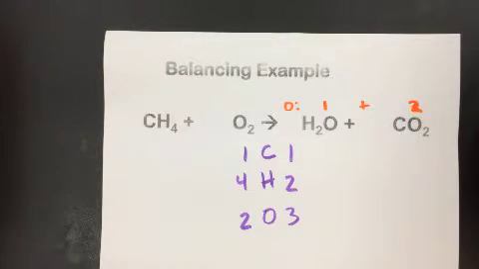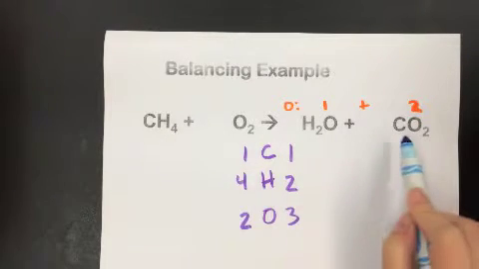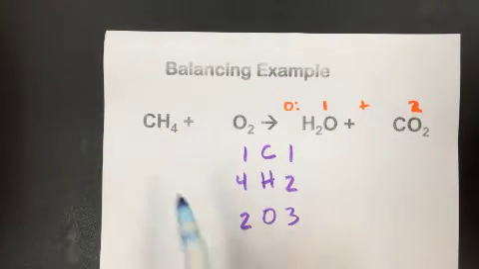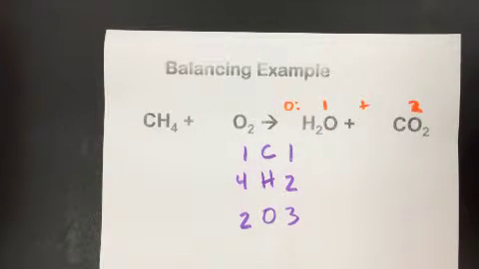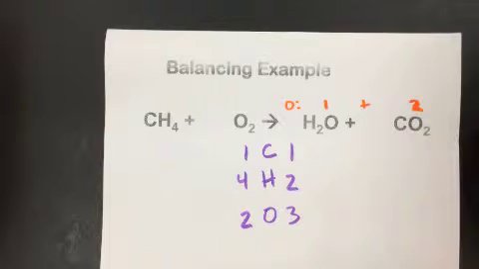So looking at this, our carbons are good, but our hydrogens are not. We have 1 carbon over here, 1 carbon over here. We're good. 4 hydrogens, 2 hydrogens. Now our oxygens are all messed up too, but if you remember one of my tips, I said if an element appears twice on one side, save it for the very end. So that's what we're going to do. Do not try to balance oxygens before you balance the carbon and hydrogens.